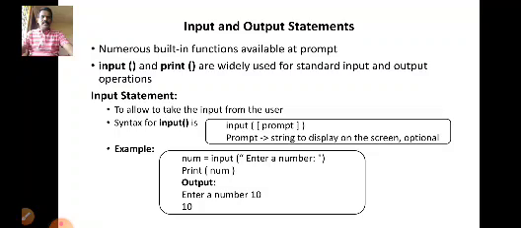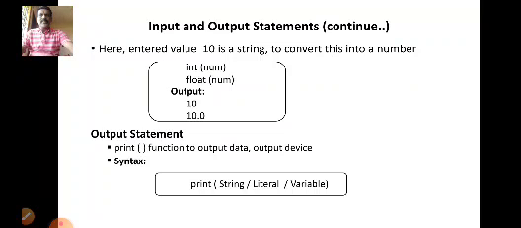Input, within that parenthesis, a prompt. Here that prompt is nothing but a string to display on the screen, so it is optional. For example, num is equal to input, enter a number. Print num. Suppose we enter the value 10, so as it is, it prints on the screen.